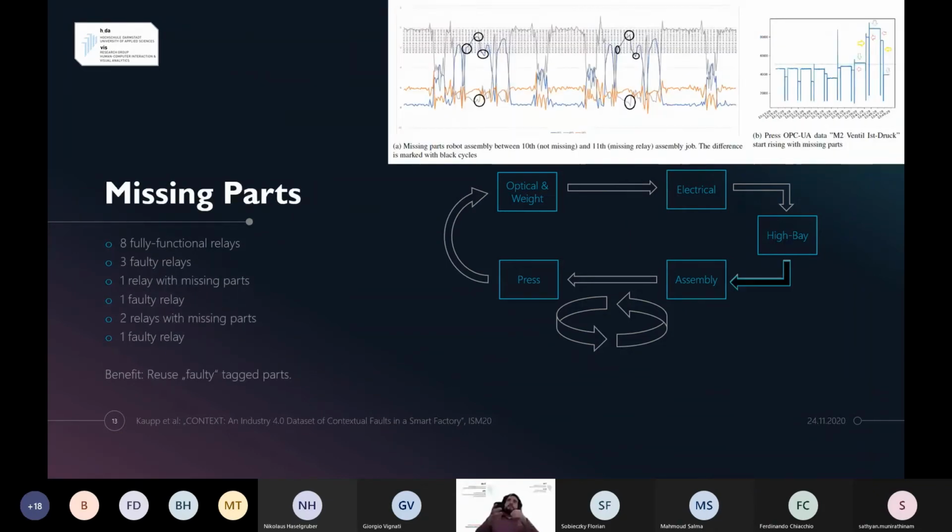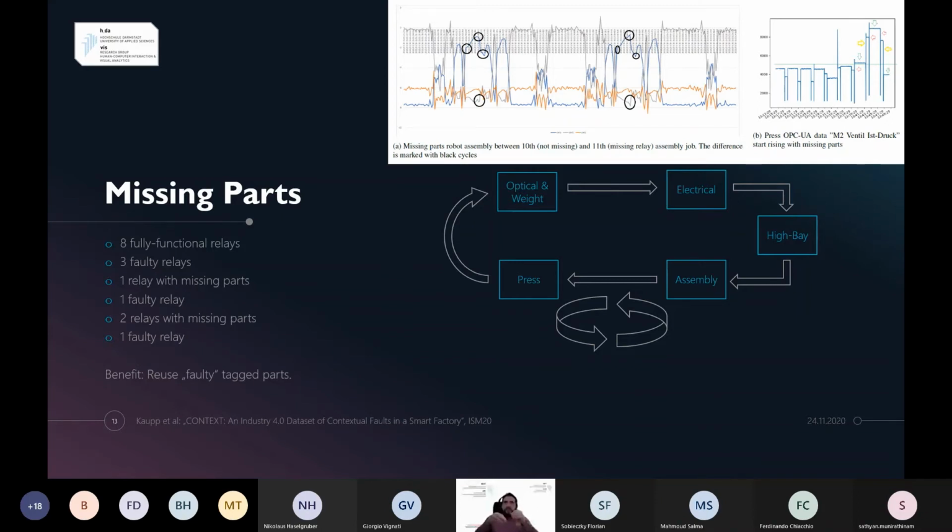In the missing parts use case, the first cycle is successful and the part starts missing in the faulty cycle. So it's harder to distinguish between a faulty relay and a missing relay. The output stays the same. The relay will be sorted out in the manual inspection area.